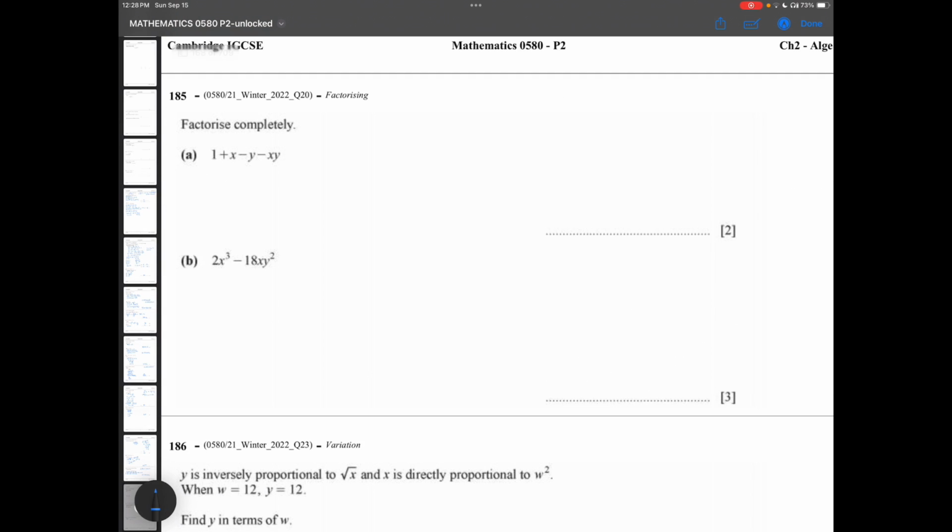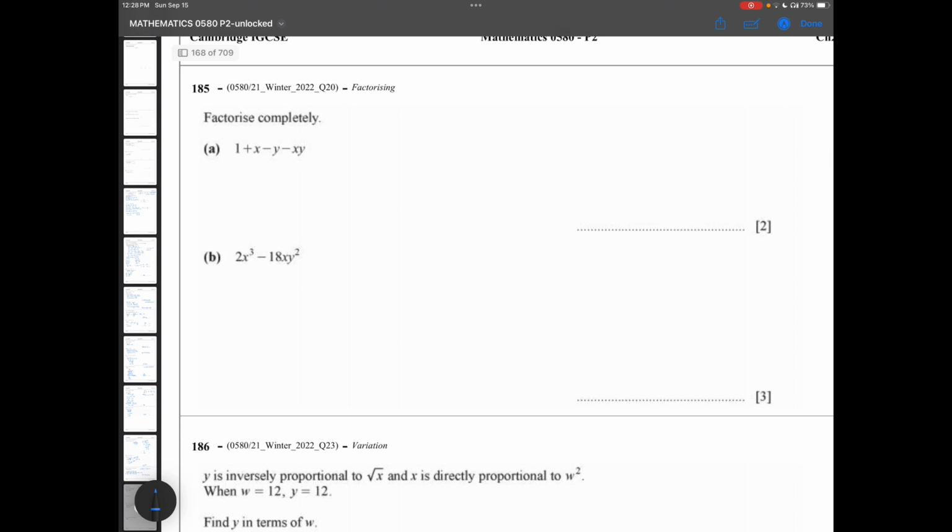Now in the next question we have to factorize, question number 185. It says 1 plus x minus y minus xy. In the first two terms there is nothing common, so I take 1 common. In the third and fourth terms we can take negative y common over here. So I will be left with 1 plus x and I took the negative common. Now we can see that the 1 plus x bracket is common over here and I'm left with 1 minus y. This has been factorized: 1 plus x whole and 1 minus y whole.